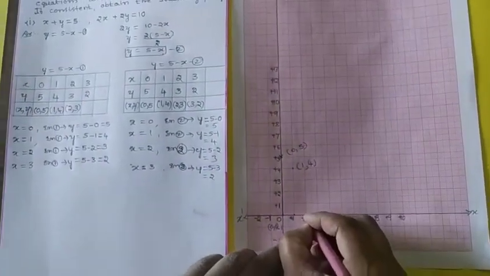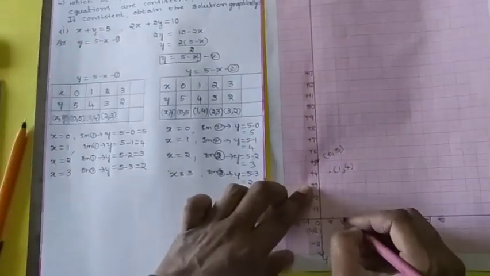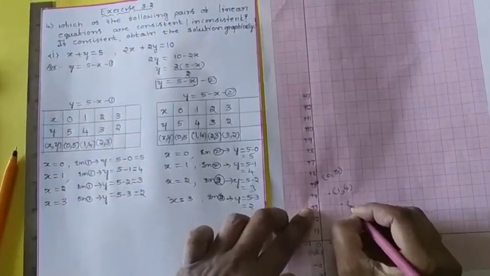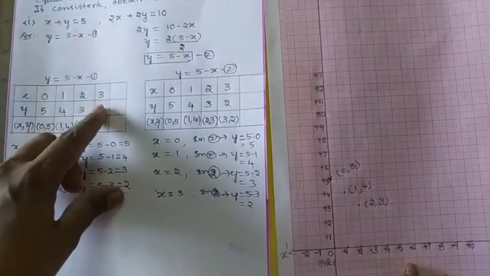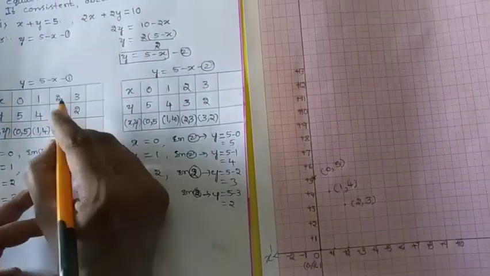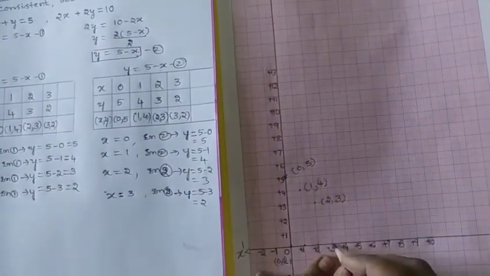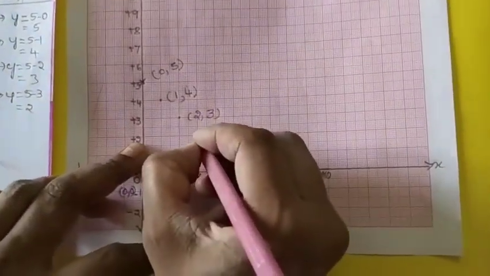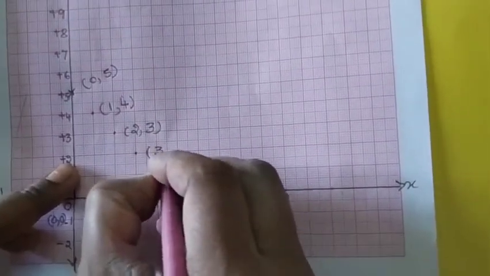Then third is plus 2 and plus 3. Plus 2 in x-axis, y-axis plus 3. Your point is here, plus 2 and plus 3. Then the next point is plus 3 and plus 2. Plus 3 is there and plus 2 is there. Your point is here, plus 3 and plus 2.